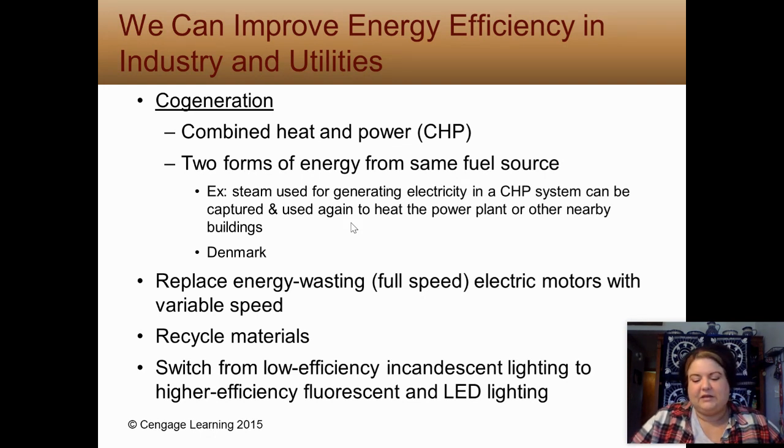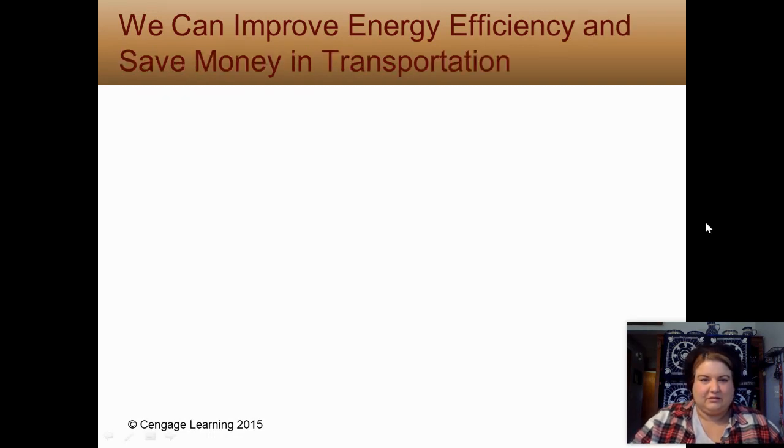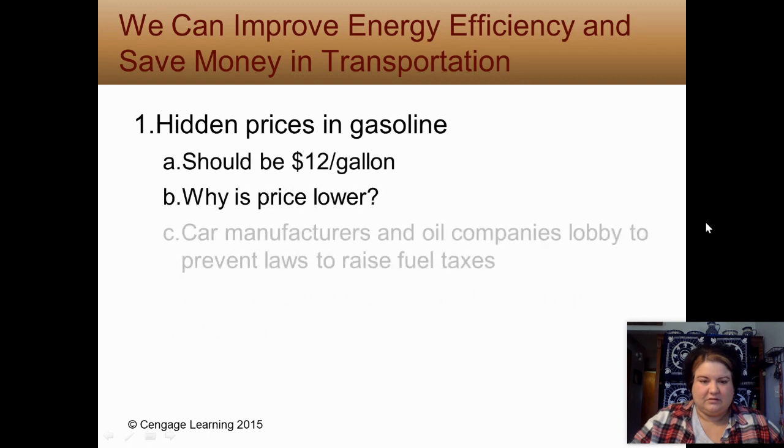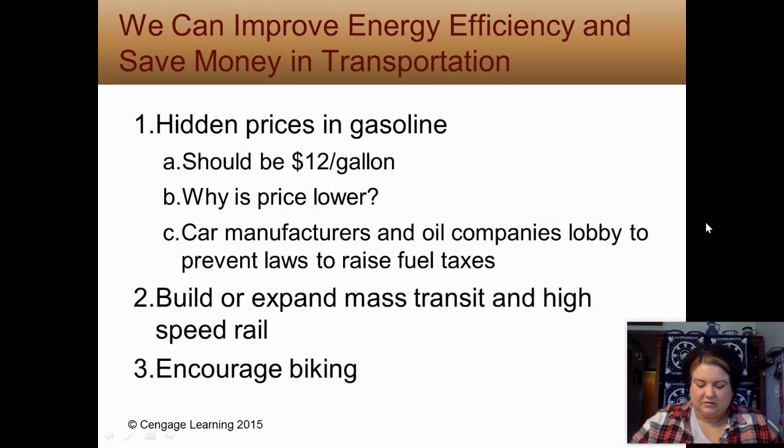So how about saving energy in terms of transportation? So this is going to be our last one for the day. We'll just put them all up there.